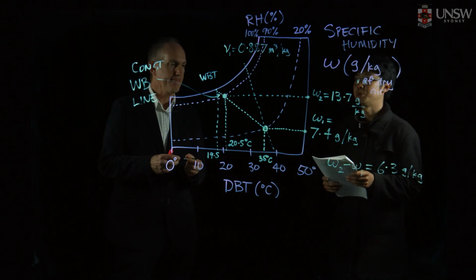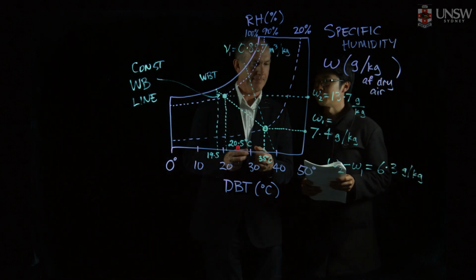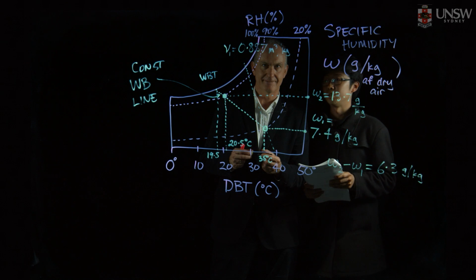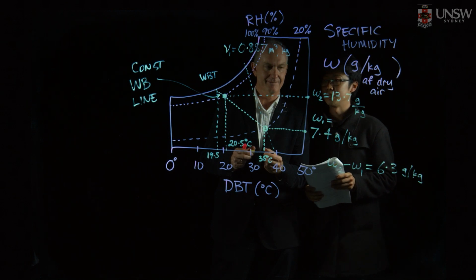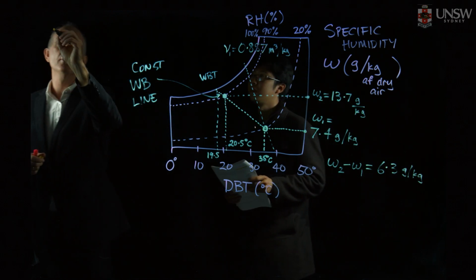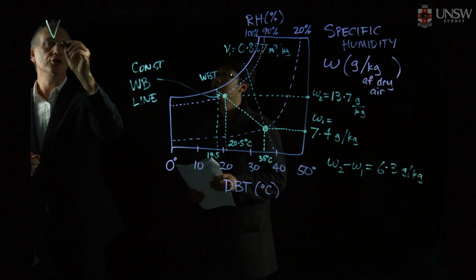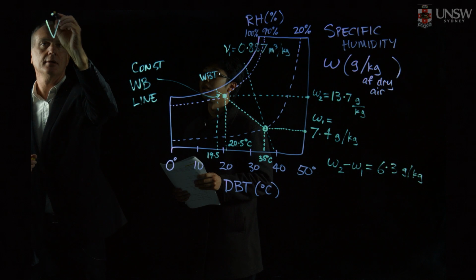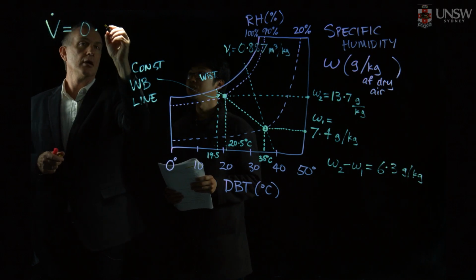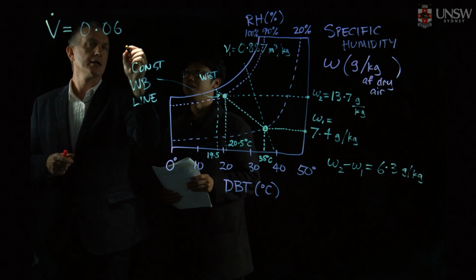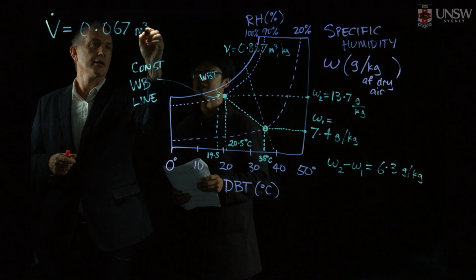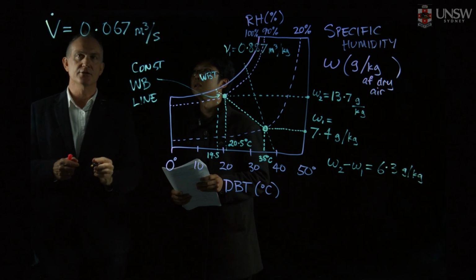What do we need to work out the mass flow rate? Well, from the question we were given that the volume flow rate will be 0.067 cubic meter per second. Okay, let's write that up over here. So we've got a volume flow rate of 0.067 cubic meters per second. Terrific.